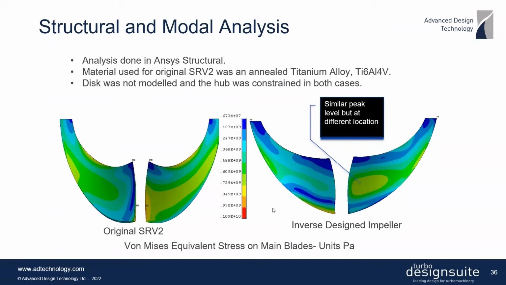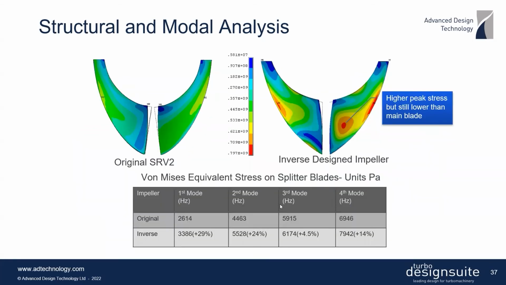And generally, it was found that the maximum level of stress was similar to the baseline SRV2 impeller, but of course, the distribution was different. And then this shows you the result on the splitter blades. And again, even though the maximum stress on the splitter is higher on the inverse design compared to the original, actually the level of this maximum stress is much lower than the maximum allowable stress. So we are still within the safe margin for this impeller.